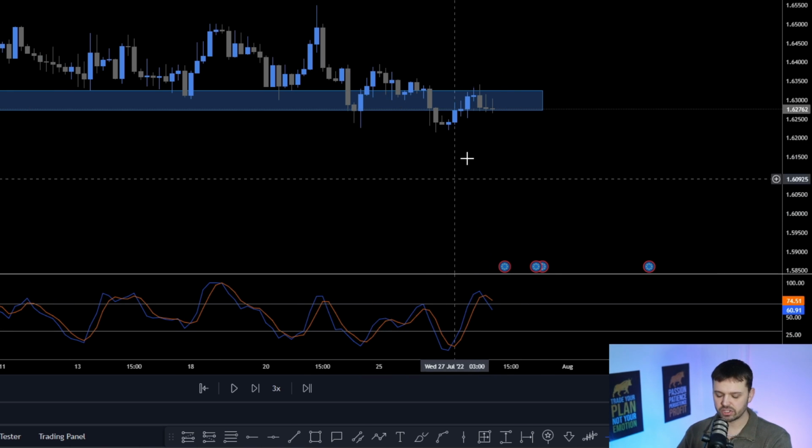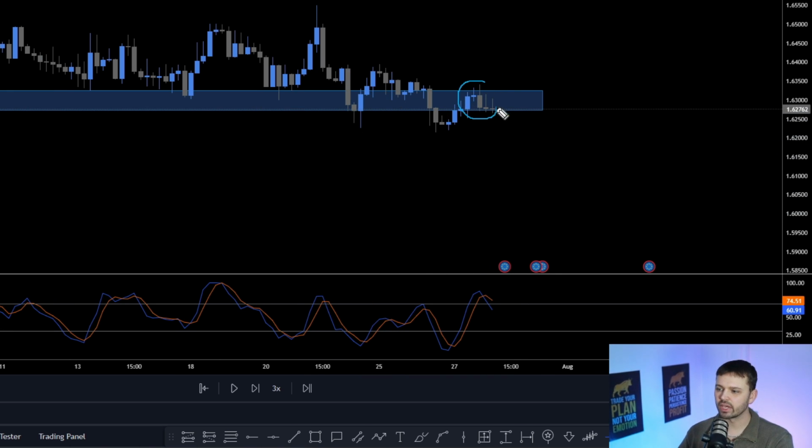You have a nice rejection right here on the level. You have a bearish engulfing candle right here, and you have a top in the Stochastic RSI. A nice top formation here with a bear cross above 70 on Stochastic RSI.